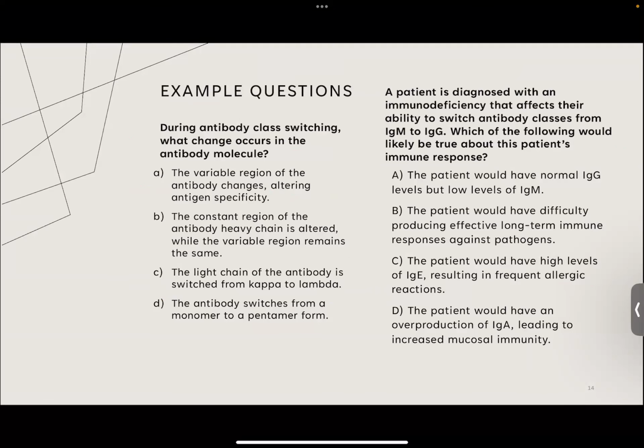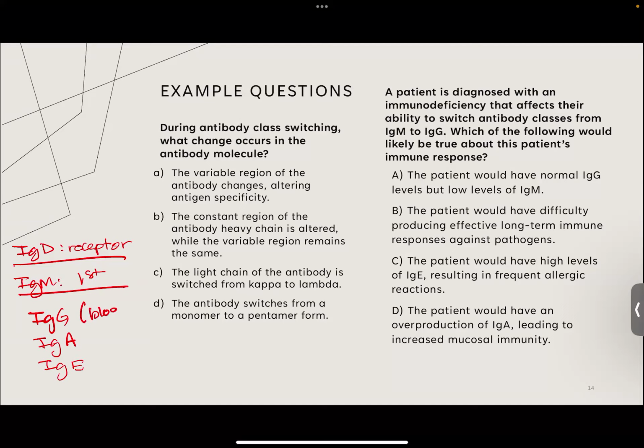So our questions here, and I'll make my little notes. IgD was our receptor. It's found on the surface of B cells and acts as our B cell receptor. IgM is our first antibody that we first make. Then we will class switch to one of the other ones, IgG, IgA, or IgE. IgG, more commonly associated in the blood. It's our workhorse. It does most of the work. IgA is really focused only in the mucosa. It's the secretory antibody. And then IgE is more commonly associated with allergies or parasites.